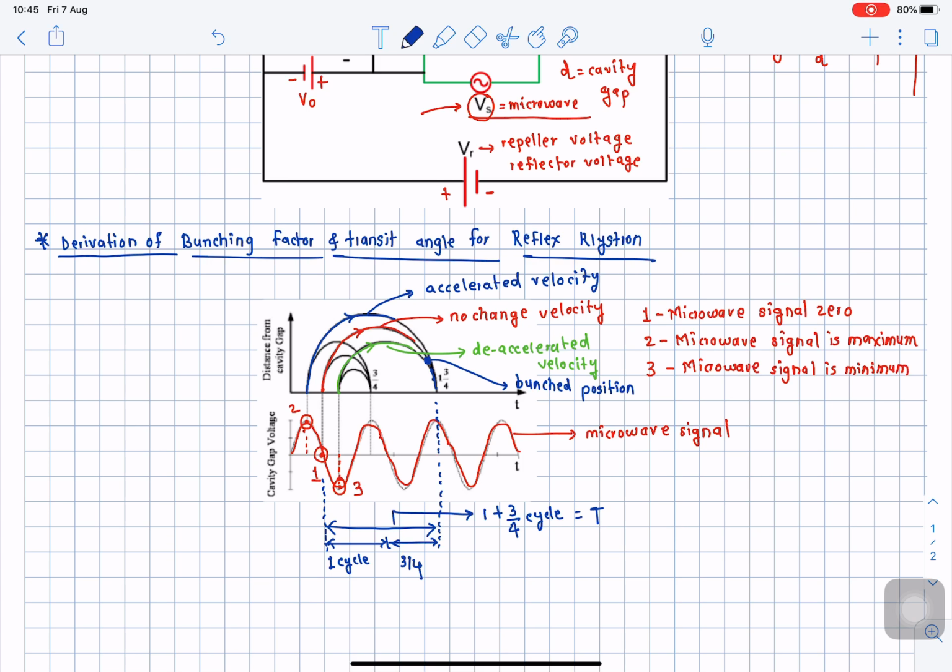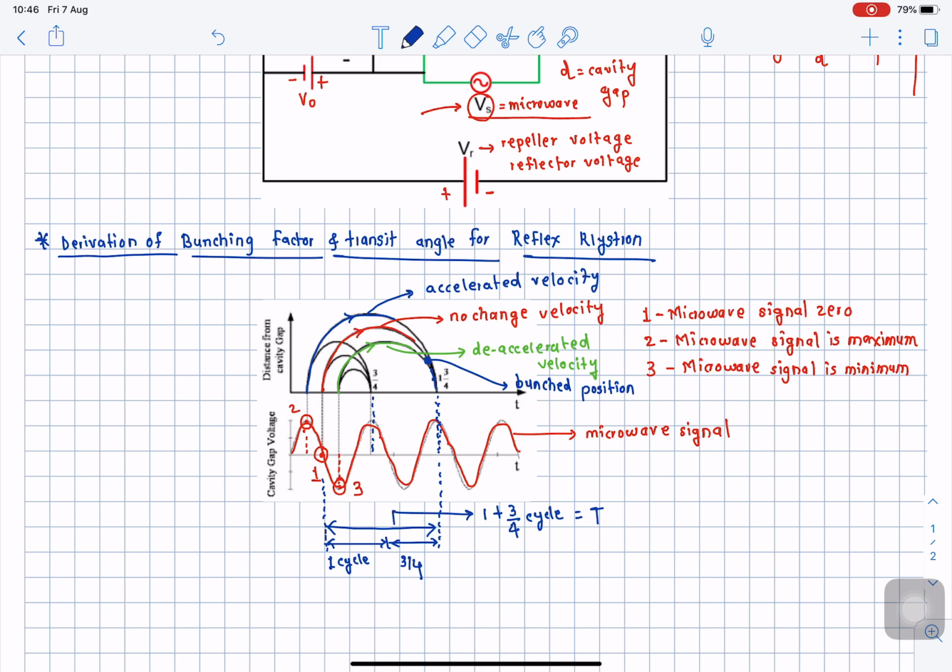We call this the fundamental operating mode of the reflex klystron. At 3/4 we can say it is at 3/4, and when we add one more cycle we get 1 and 3/4, and likewise. So 3/4 and 1 and 3/4 are the basic fundamental operating modes of the reflex klystron, where we get maximum bunching, and at that time we extract maximum energy from these electrons, and we obtain the sustained oscillation from the reflex klystron.